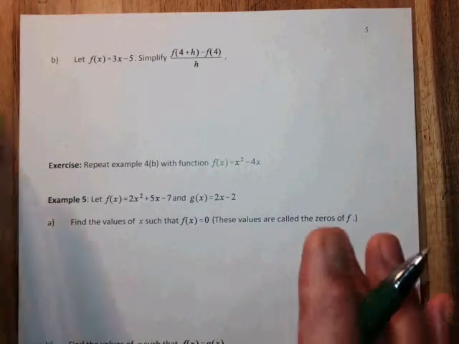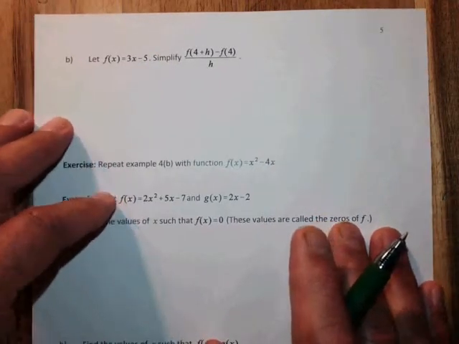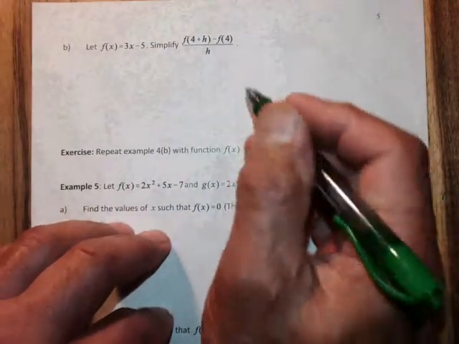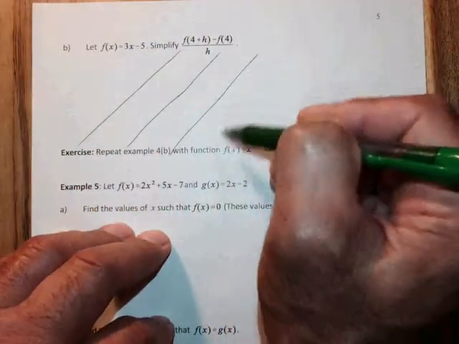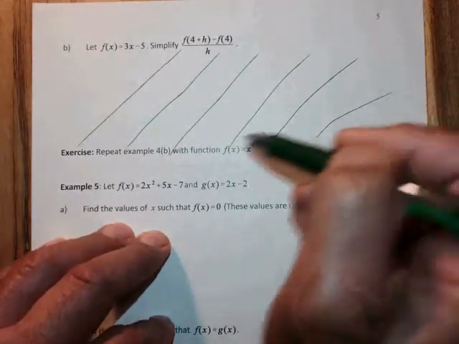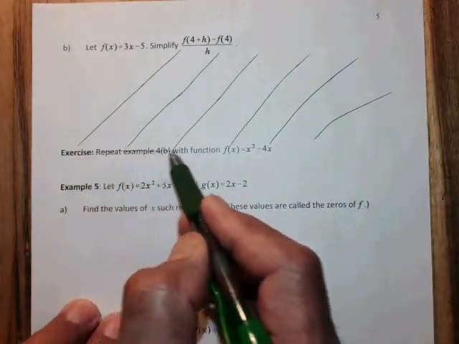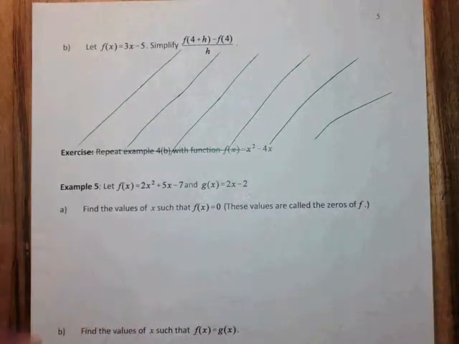This next example, actually, I don't want to do it. This is something that we do in calculus, so at this point I really don't want to do this, so don't worry about it. So this exercise, which is also related to this example, we won't do.